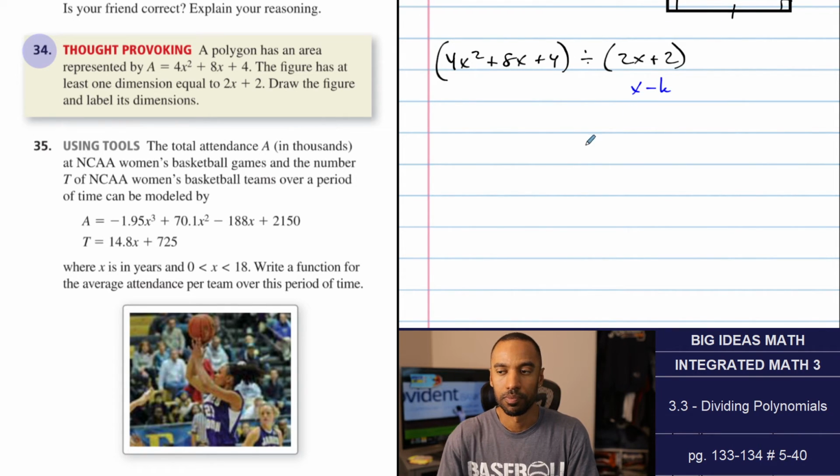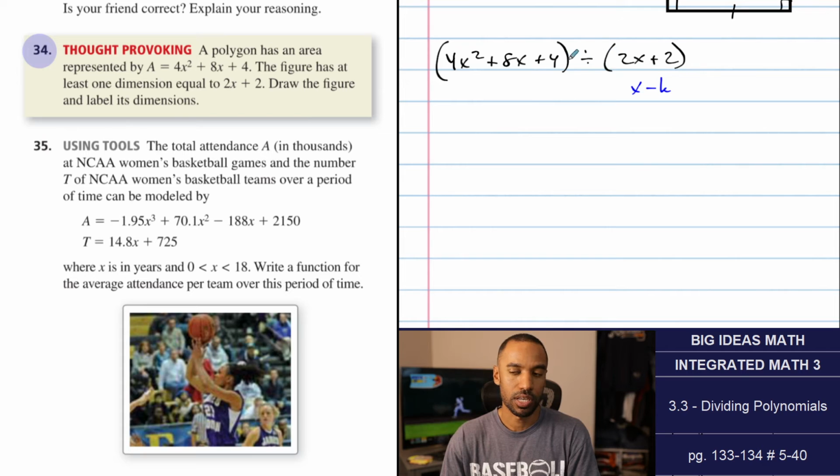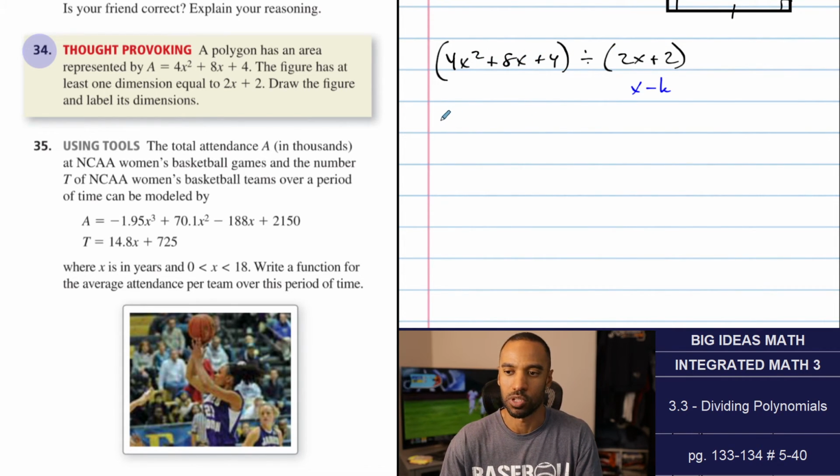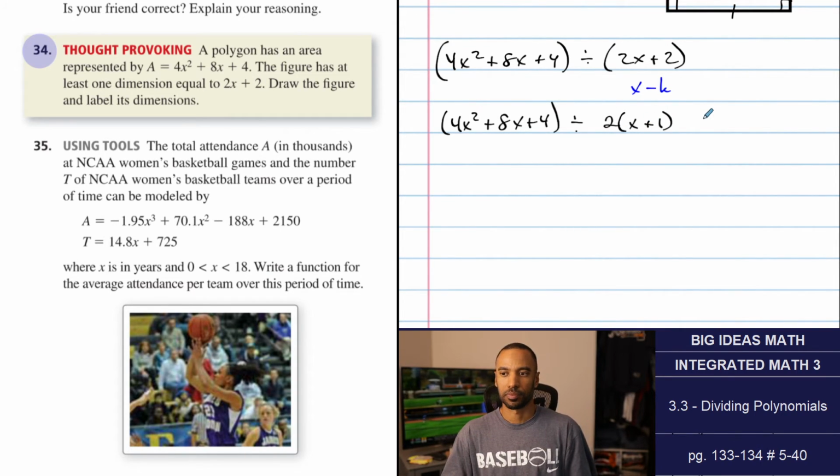So what do you got to do? You got to factor out a 2. You could say divide by 2, and you could because this divides by 2 as well. But let's work toward factorization first. This is 4x squared plus 8x plus 4 divided by 2 times the quantity x plus 1.